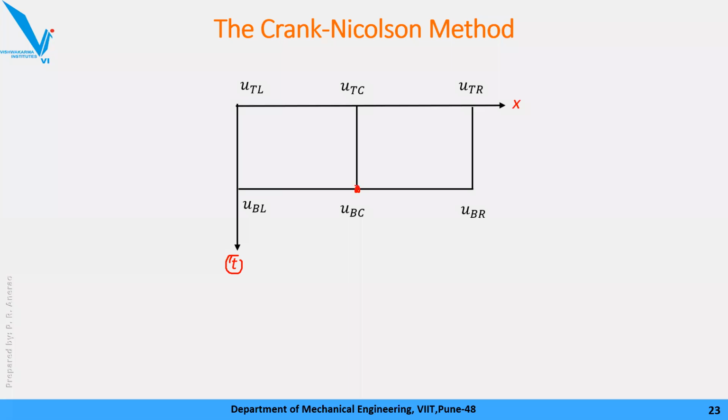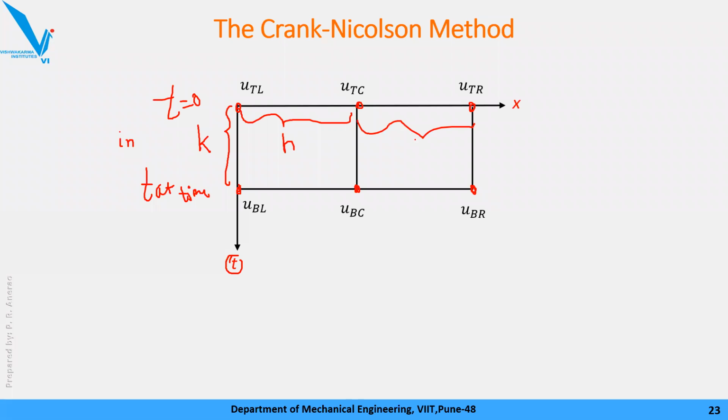Now these are the nodes. Okay, now this is at t equal to 0 and this is at t at some time, after some time. Now this distance is k. K will be in seconds, minutes, hours. This space is h. h means your length, distance, centimeter, etcetera.